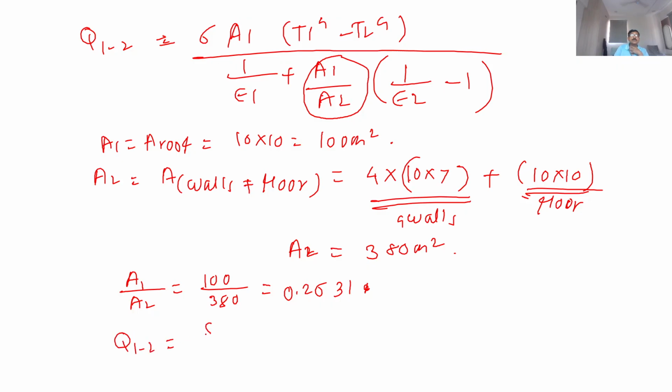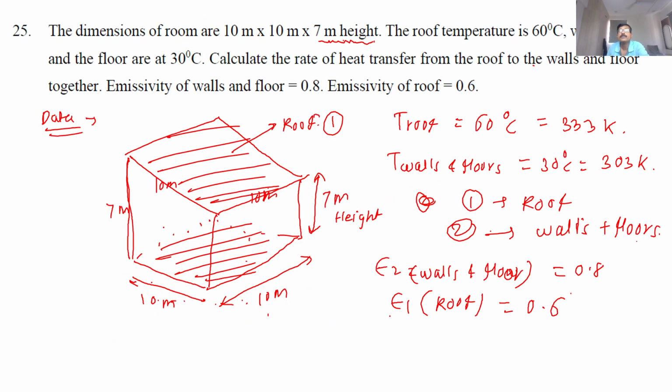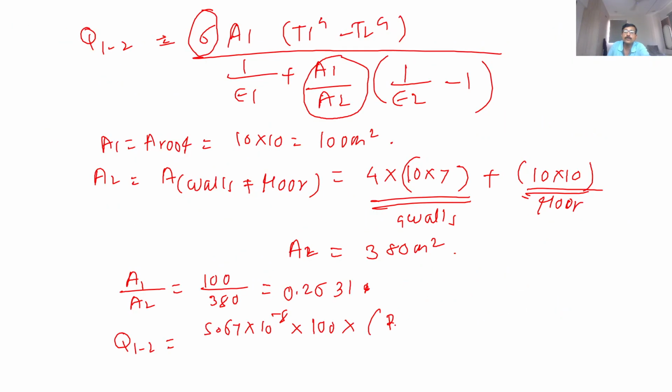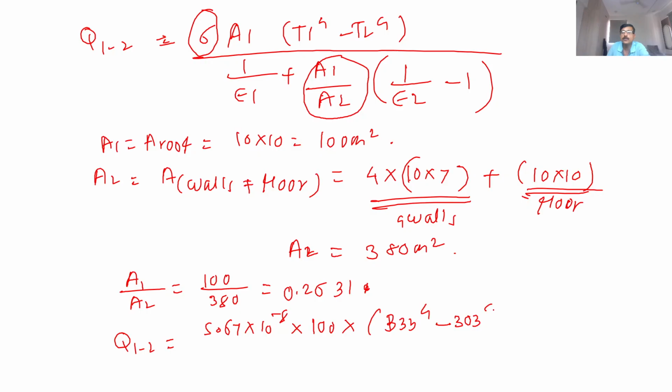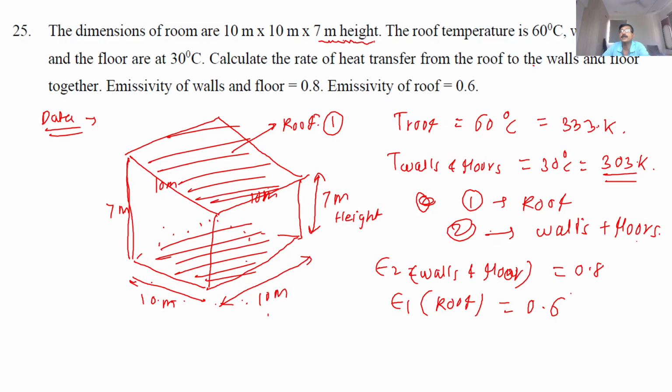Q1 to 2 is equal to 5.67 into 10 raised to minus 8. This is sigma. Look at here. Then A1. What is A1? A1 is 100 meter square. 100 into T1 raised to 4. What is T1? 1 आपने रूफ को बोला है तो 333 raised to 4 minus, then wall and floor को आपने 2 बोला है तो that is 303 raised to 4. केल्विन में करो, ऑलरेडी मैंने केल्विन में करके रखा है.